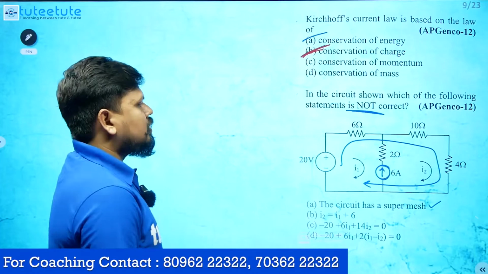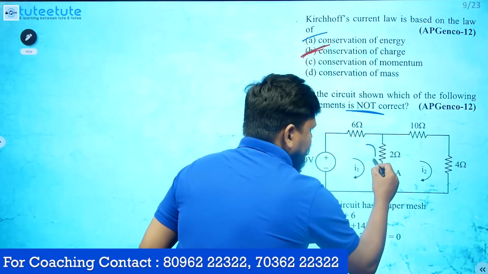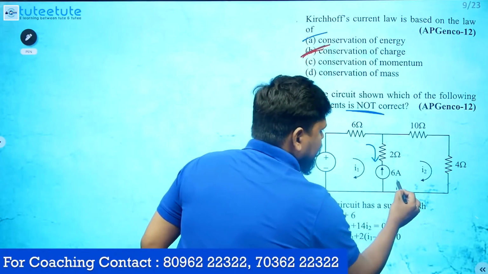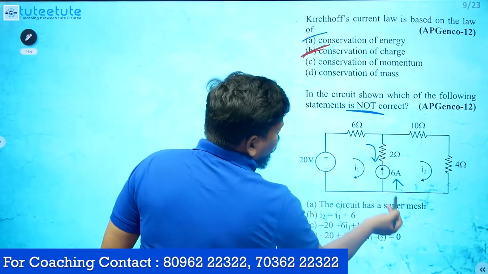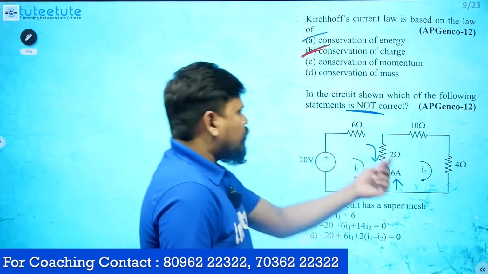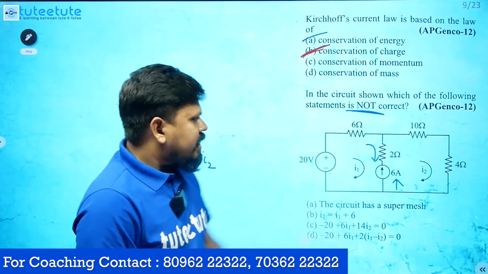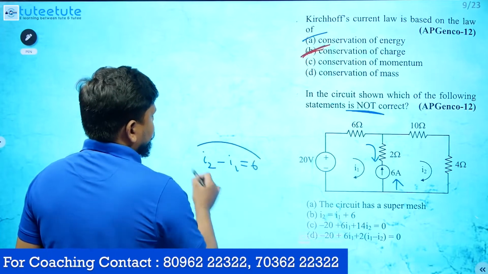One more thing: they have given the current directions like this. I1 current is in this direction, I2 current in this direction. See, this 6 amperes current is supported by I2. So I2 is supporting this one and I1 is against this one. So we can write I2 minus I1 is nothing but 6 amperes.